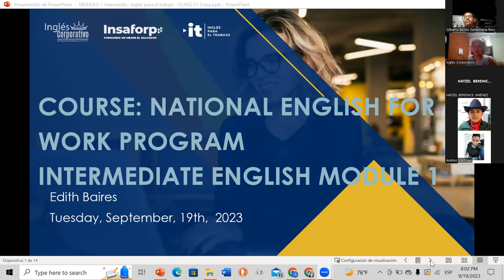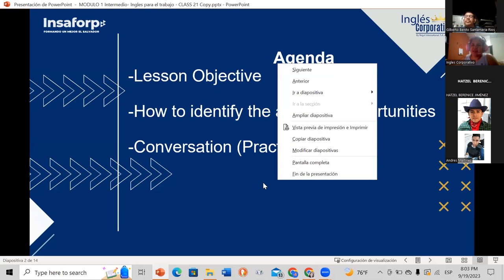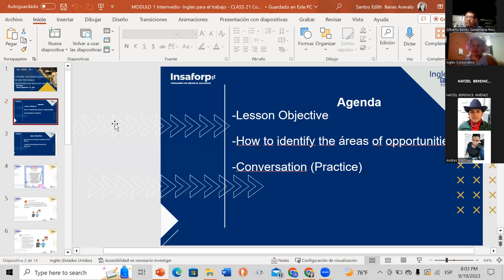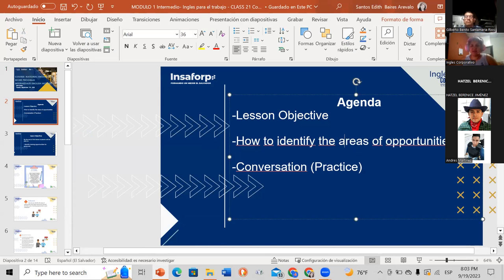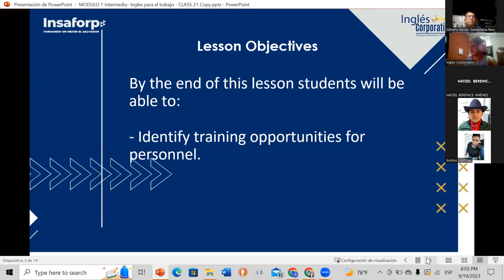Okay, good. For today, we're going to start unit four. First we have the lesson objective: how to identify the areas of opportunities in your workplace. At the end of this class, you will be able to identify training opportunities for personnel.